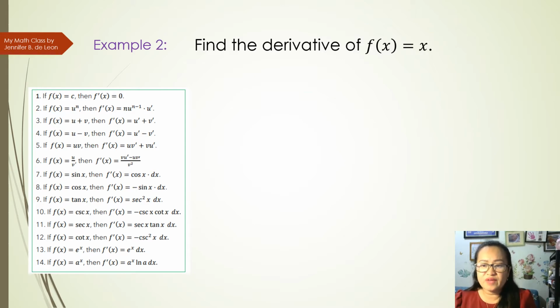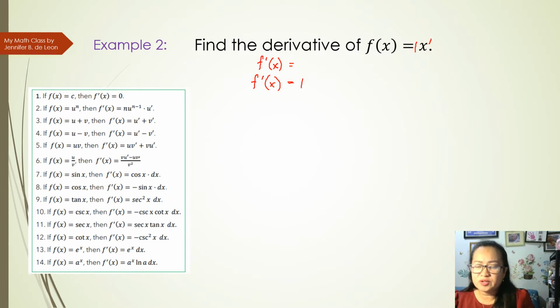Now let's work on example number 2. Find the derivative of f of x equals x. So this is an identity function. Now the derivative of an identity function is equal to 1. Probably you are wondering why we got 1. As you can see, in the exponent we have 1, and in the numerical coefficient, we also have 1. Now, to get the derivative of a function, especially an algebraic function, we will have to do the following.